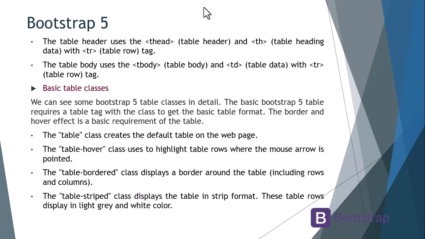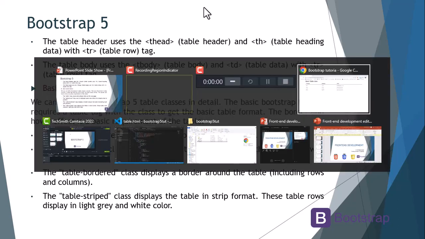Okay, now the table-bordered class also displays a border around the table, right? Now we have the table-striped class, which displays the table in a striped format. So without wasting much time, let's go to our text editor and I'll show you how it works.